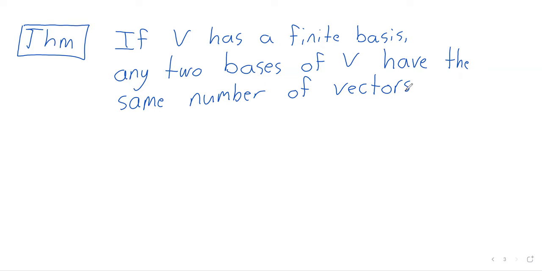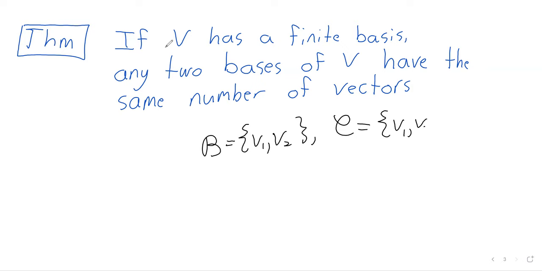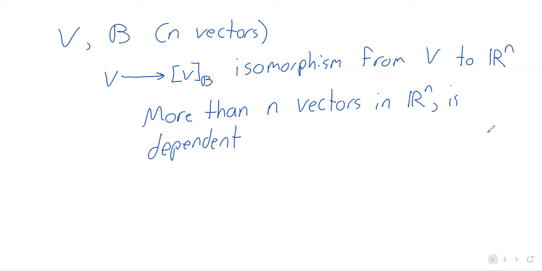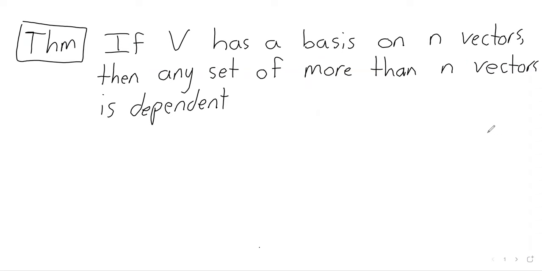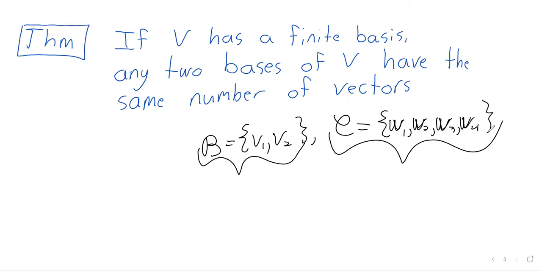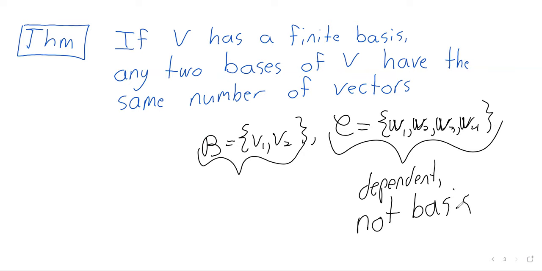And the proof of this is basically like one or two lines. Suppose you have a basis that contains two vectors, and you have another basis that contains four vectors. Okay, here's a basis containing two vectors. Previous theorem, any set of more than two vectors is dependent. Ergo, this set of four vectors is dependent. Ergo, this set of four vectors actually cannot be a basis because you cannot have a dependent basis.